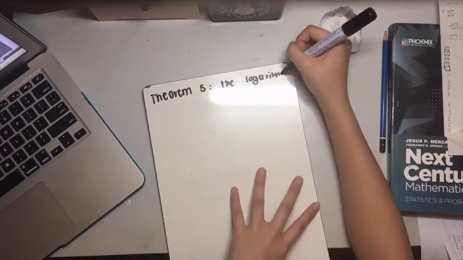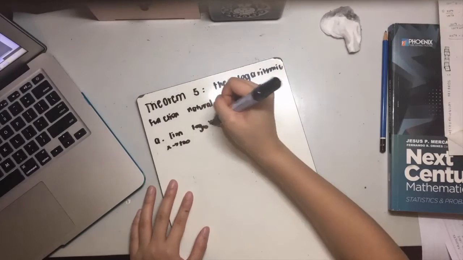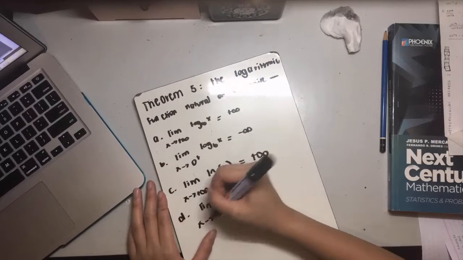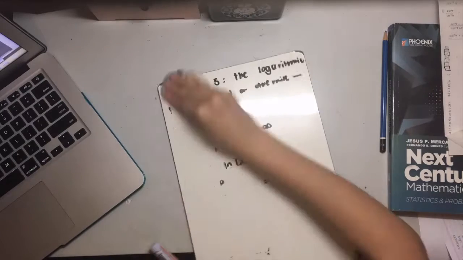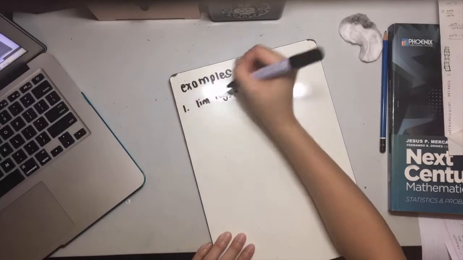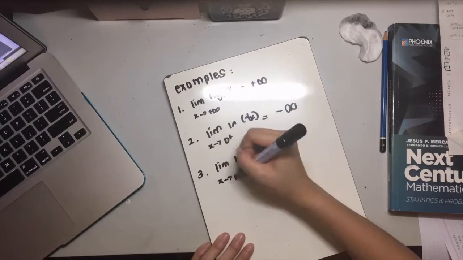Theorem 5. The logarithmic function, natural or otherwise. So once you see log or ln, immediately know that if it approaches positive infinity, it is positive infinity. If it approaches 0 from the positive side, it is negative infinity. So once you see that it is log or ln, just look at where it approaches, then you'll be able to answer it.